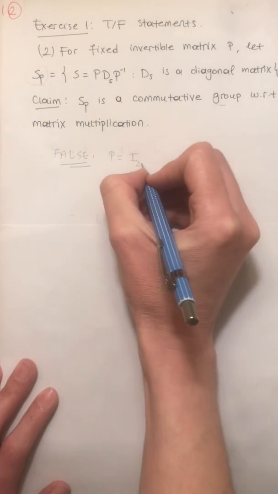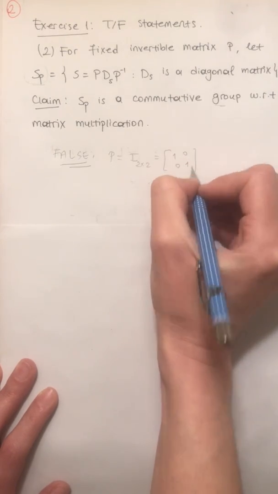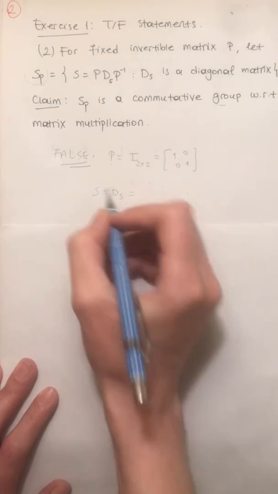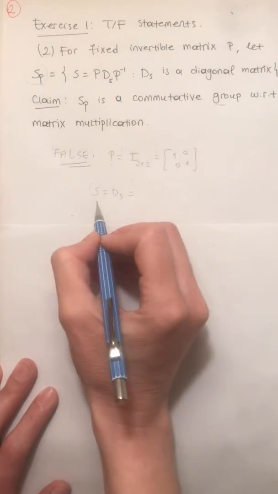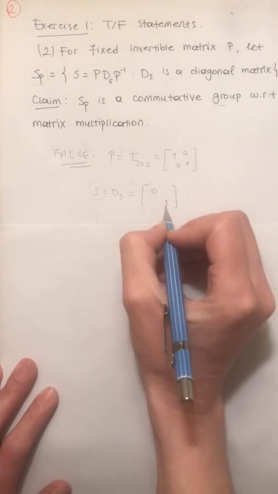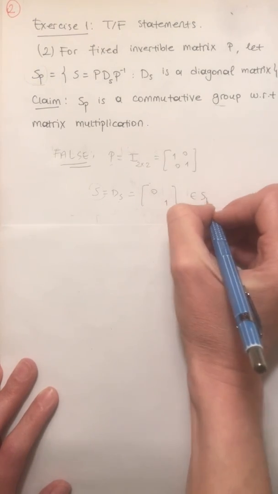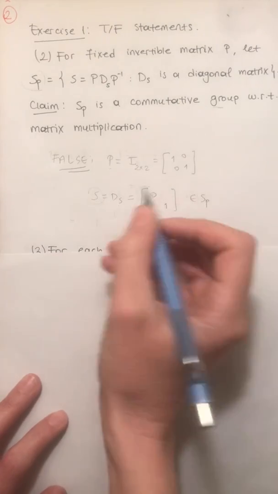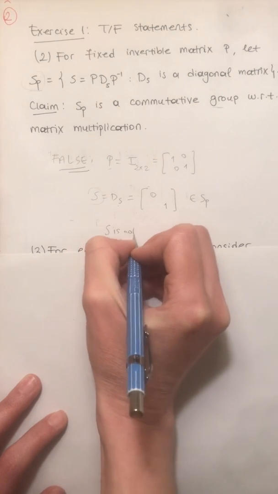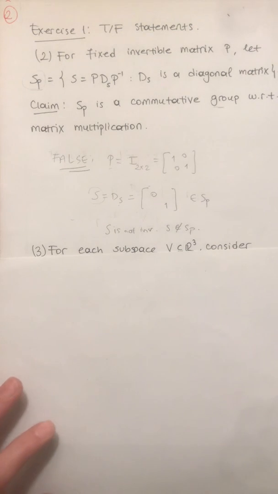We may easily see by a counterexample, we fix the invertible matrix P as the identity. So in this case, whatever we pick S from this S_P, S is going to be diagonal. But we can easily see that the diagonal matrix with 0 and 1 entries on the diagonal lies in S_P, but S is not invertible with respect to matrix multiplication. So this is not a group.